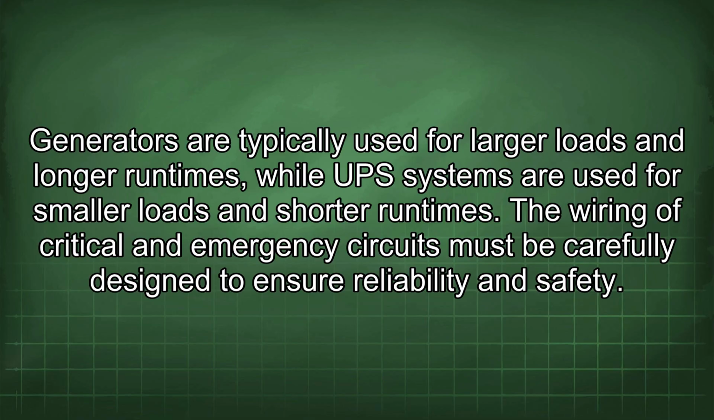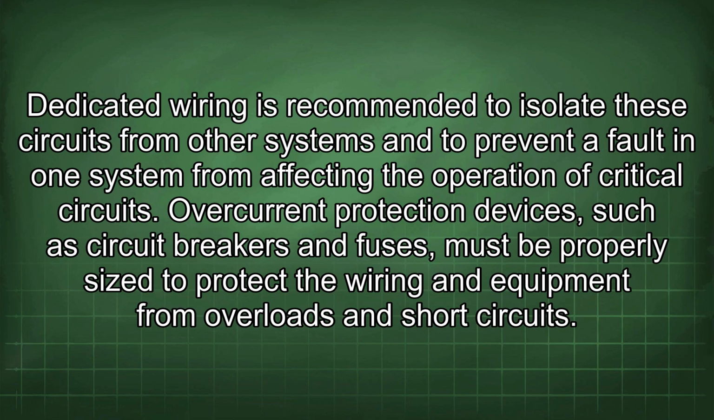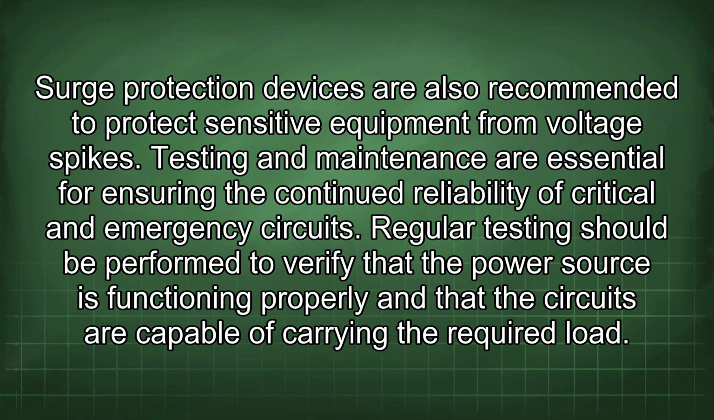Generators are typically used for larger loads and longer runtimes, while UPS systems are used for smaller loads and shorter runtimes. The wiring of critical and emergency circuits must be carefully designed to ensure reliability and safety. Dedicated wiring is recommended to isolate these circuits from other systems and to prevent a fault in one system from affecting the operation of critical circuits. Overcurrent protection devices, such as circuit breakers and fuses, must be properly sized to protect the wiring and equipment from overloads and short circuits. Surge protection devices are also recommended to protect sensitive equipment from voltage spikes.